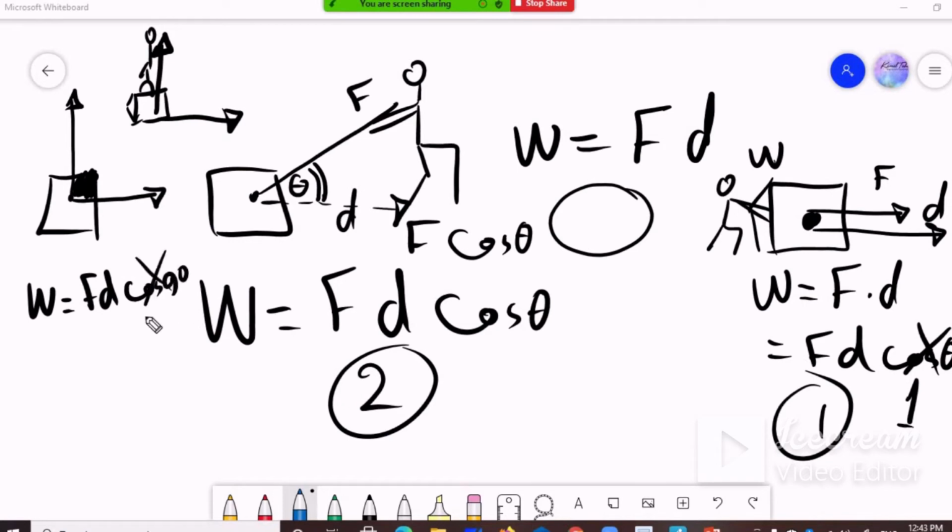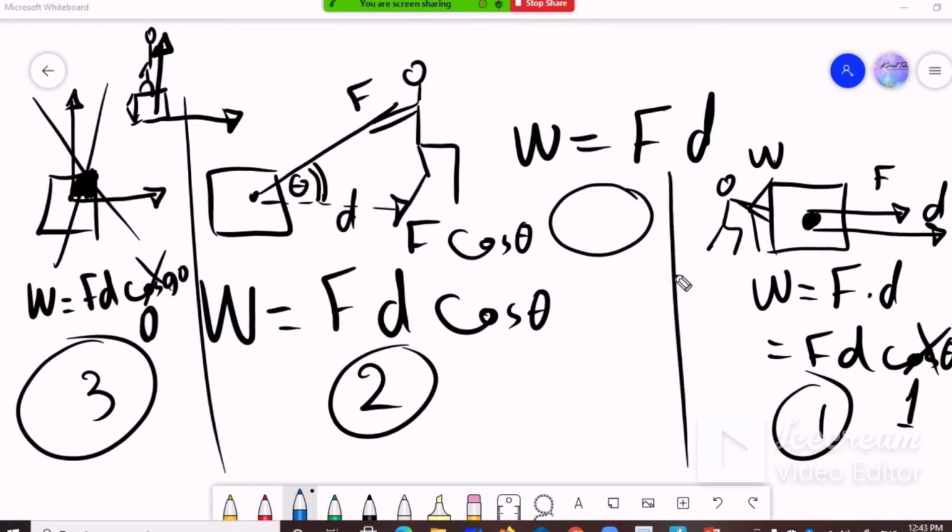Cosine 90, how much? Equals 0. If you use a calculator, you can find that. Cosine 90 equals 0. So in this case, when force and displacement are perpendicular, no work. Now we have 3 cases with W equals FD. When they are parallel, that will be the biggest work we have. When the force is parallel with the displacement, we have the bigger work. The angle case is less than this one, and this one's work is 0. Those are the 3 cases of work.